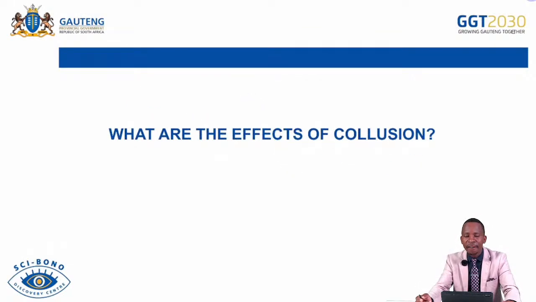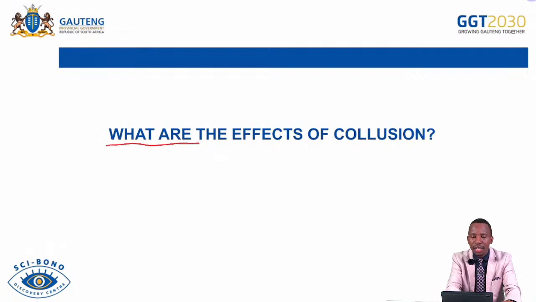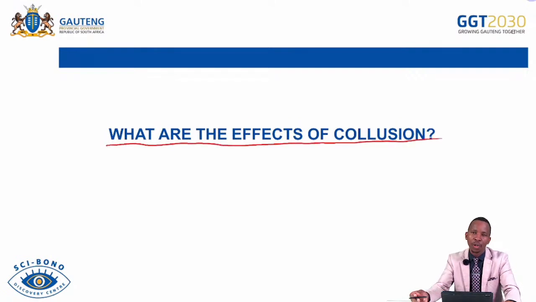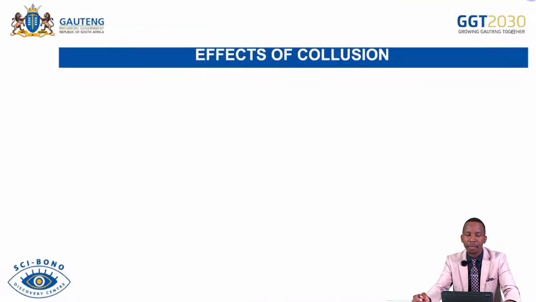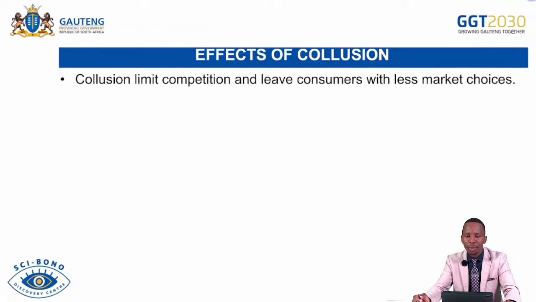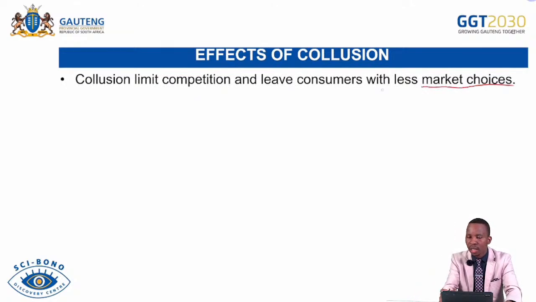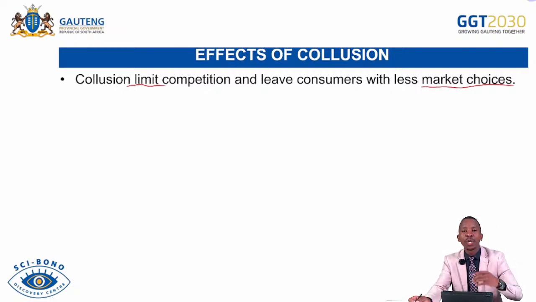And then what are the effects of collusion? How does collusion negatively affect the economy? Because most of it has a negative impact on the economy. Collusion limits competition and leaves consumers with fewer market choices. If firms collude, there will be limited competition because firms are acting interdependently, and they make common decisions.